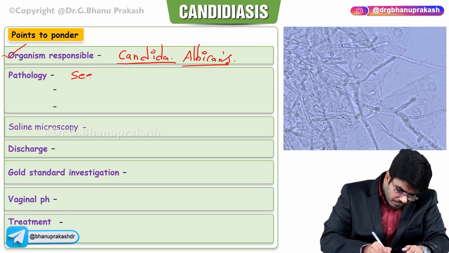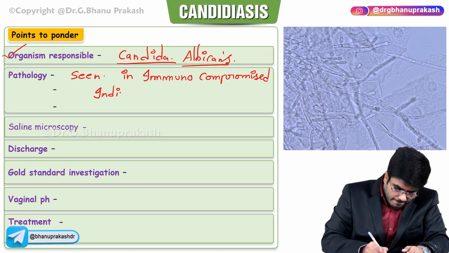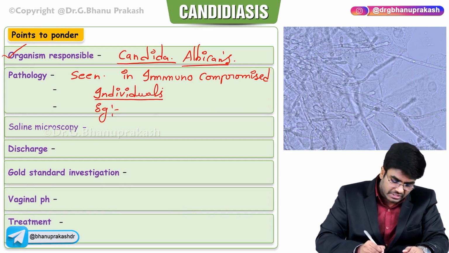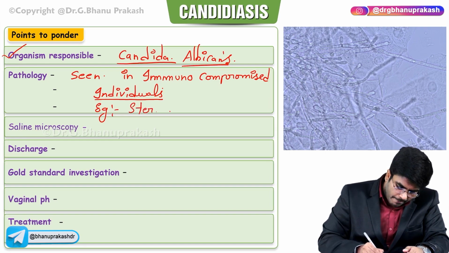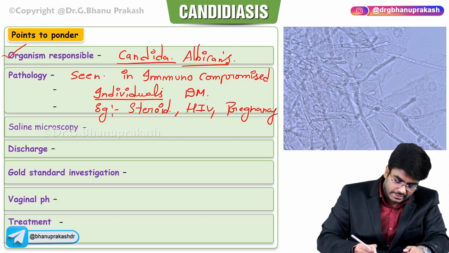So, what is the pathology? It is especially seen in immunocompromised individuals. If you are asked for examples of immunocompromised individuals, the better options are steroid users, HIV patients, pregnancy, a person who has diabetes mellitus, and a female who is using OCP pills.